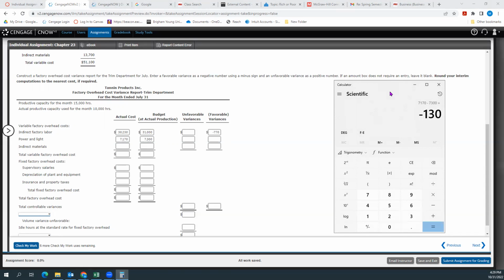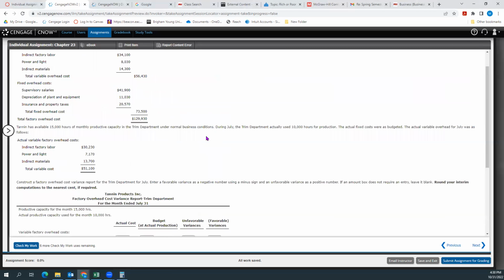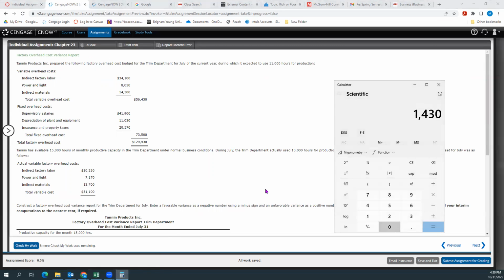We'll see we had a favorable variance of 130. So anytime what we budgeted is higher than the actual cost, then we would say that was a favorable variance, right? We spent less than we budgeted. Anytime it's the other way around, where our actual cost is higher than what we budgeted, we would have an unfavorable variance.